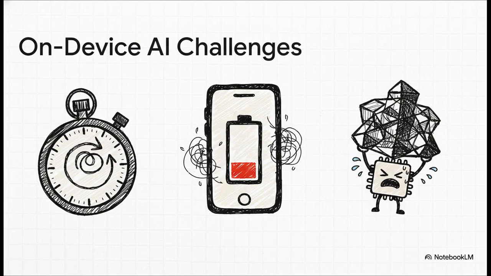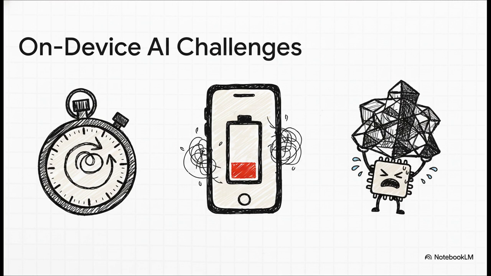Well, when you try to run these giant AI models on a little device, you hit three major roadblocks. First, latency. You need an answer now. Nobody's going to wait 5 seconds for a sign to translate. Second, power. A huge model would just suck your battery dry in like minutes. And third, the computational cost. Our devices just don't have the raw horsepower of a data center.